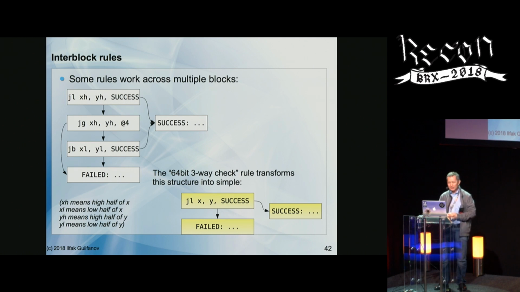Another kind of rule, another example of a rule is a rule that works across multiple basic blocks. On this slide, I have a 64-bit comparison.